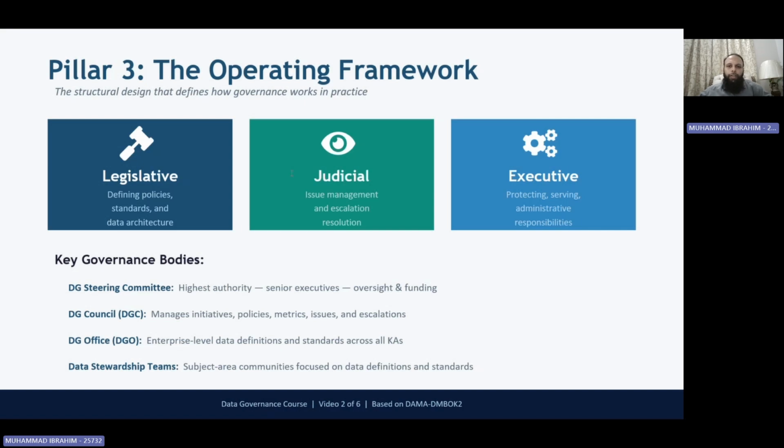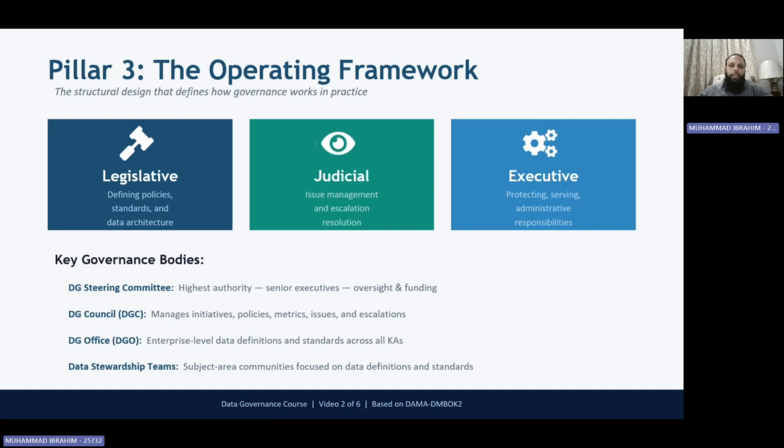Just like a legislature in government, this function is about defining policies, setting standards, and establishing enterprise data architecture. It is the do-the-right-thing side of governance. The second view is judicial. Like a court system, this function handles issue management and escalation when there are conflicts: conflicting policies, conflicting definitions, disputes about data ownership. The third view is executive.